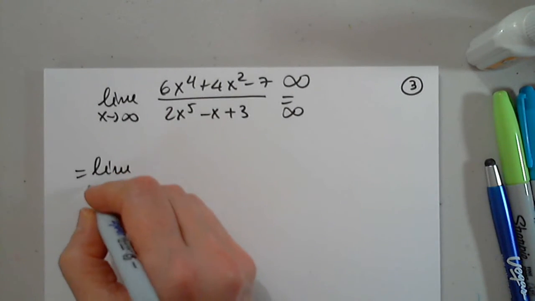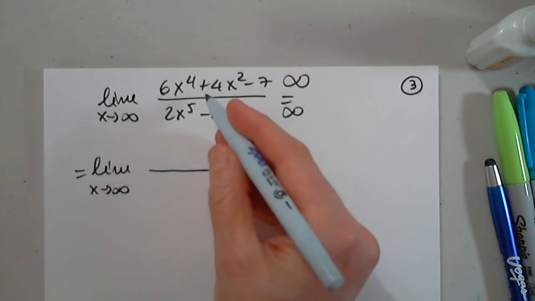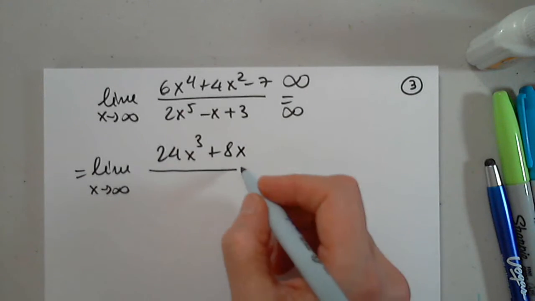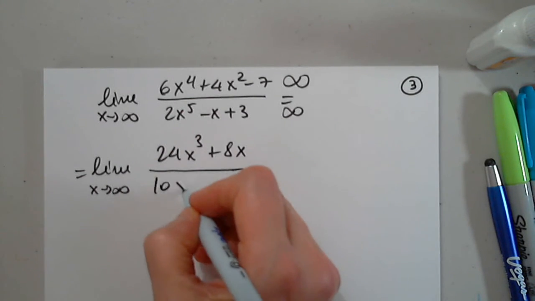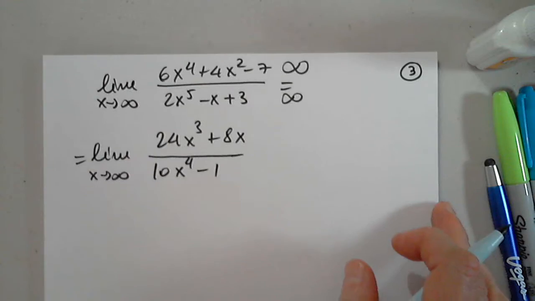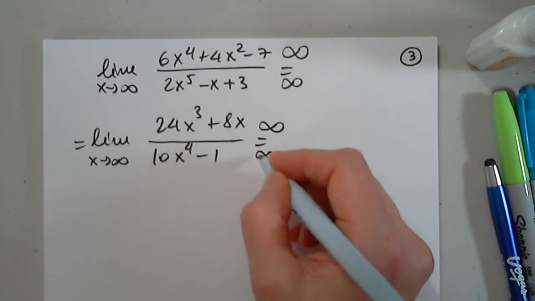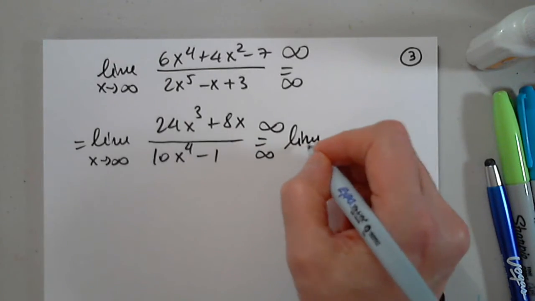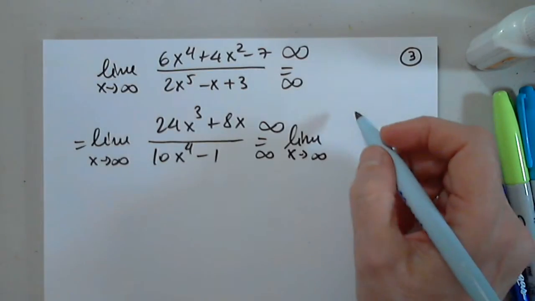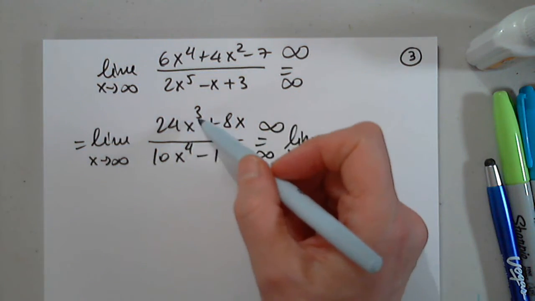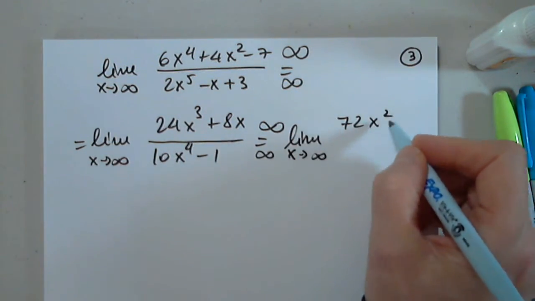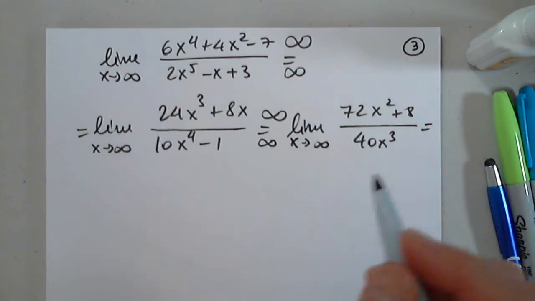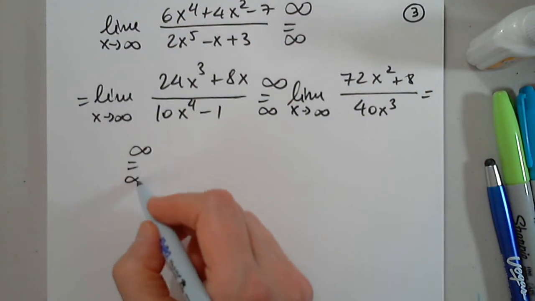So this is limit as x approaches infinity. I differentiate the top, 24x to the 3rd plus 8x. I differentiate the denominator, 10x to the 4th minus 1. Again, the same principle applies. The numerator goes to infinity, the denominator goes to infinity. I apply L'Hopital's rule again. So then the top will be 72x squared plus 8 over 40x to the 3rd. And you got the drift. I'll continue. It's infinity over infinity.